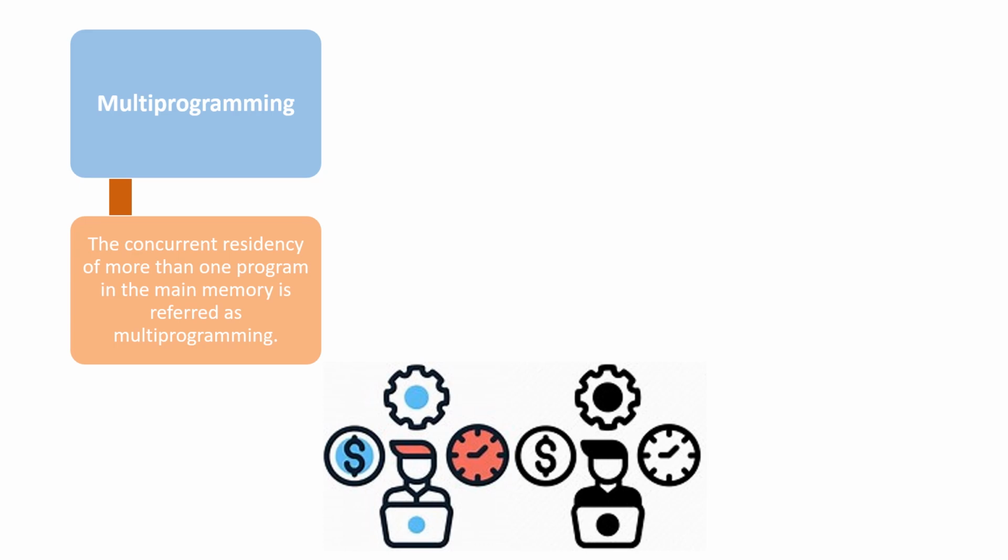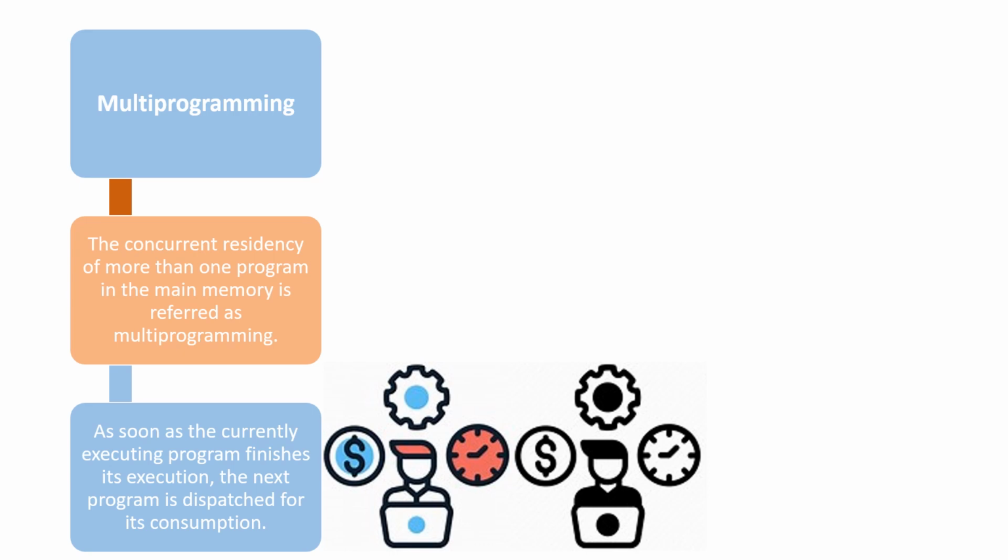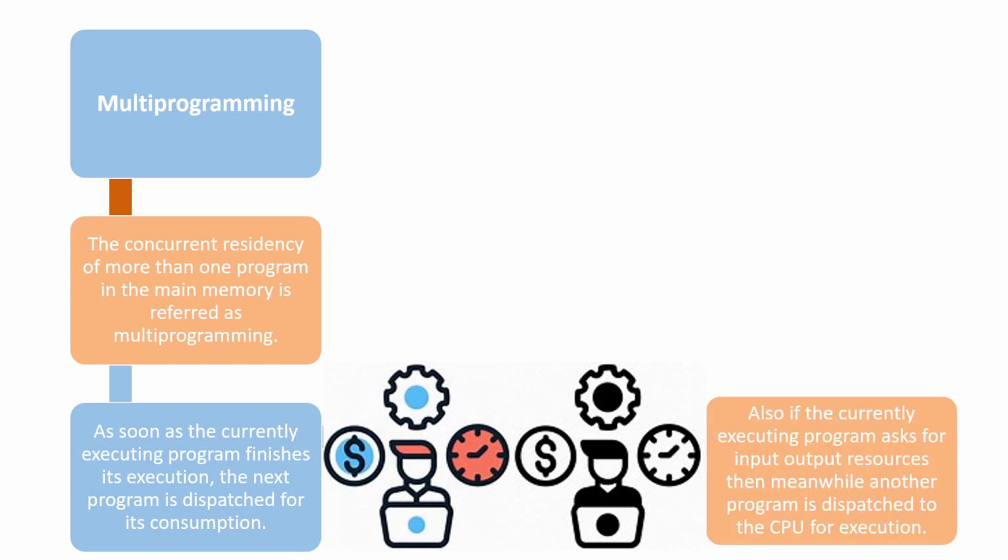First, what is multiprogramming? The concurrent residency of more than one program in main memory is referred to as multiprogramming. As soon as the concurrently executing program finishes its execution, the next program is dispatched for execution. If you want to know the execution process in a computer, you can check my videos on that.